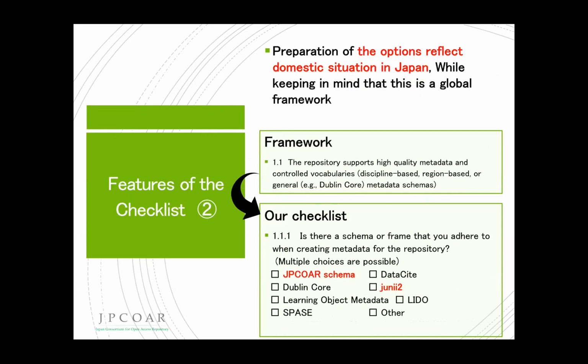Let's take another look at the features. Keeping in mind that this framework is used internationally, if there are any circumstances specific to Japan, we have reflected them in the checklist. For example, please look at the red characters. In Japan, there are schemas called JPCOAR schema and JUNII2 that are used when we create metadata. As the overwhelming majority of institutions use these schemas, we have listed them as options in the checklist.